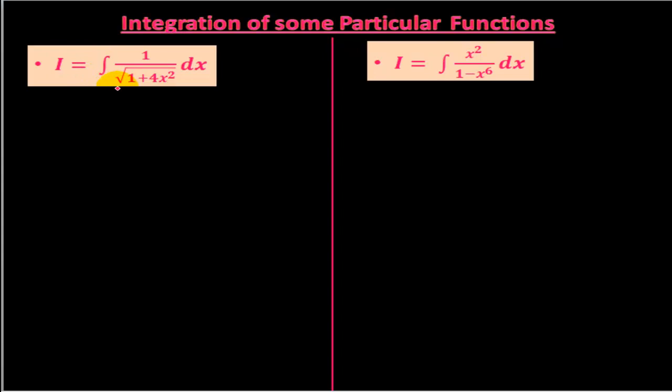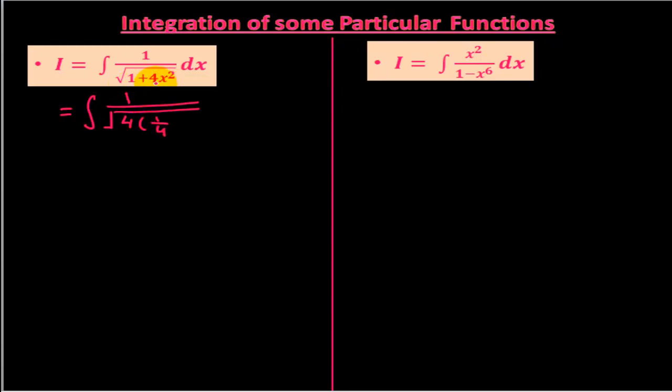Now, taking the first one, you can see it is of the form 1 divided by square root of sum of two perfect squares. Only thing is coefficient of x square is 4. Let us first convert it into 1. For that, what we are going to do, we will take 4 common from the denominator. So we are taking 4 common from the two terms which are written under the square root in the denominator.